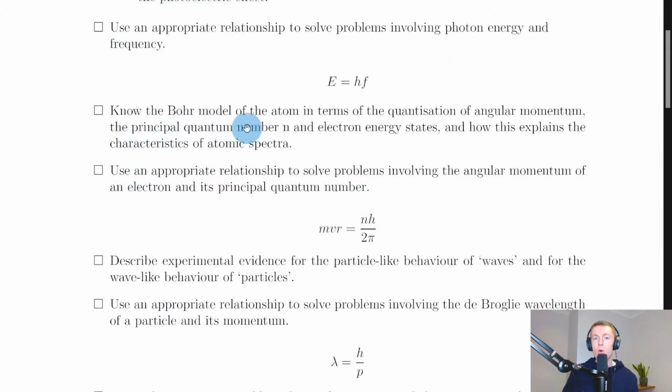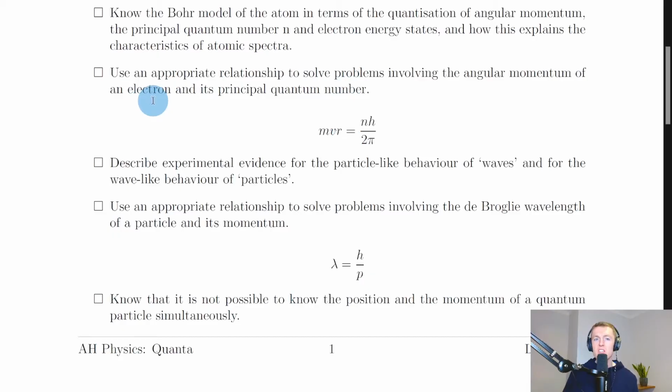Next, you need to know the Bohr model of the atom in terms of the quantization of angular momentum, the principal quantum number n, and electron energy states, and how this explains the characteristics of atomic spectra. So remember, it's electron transitions, i.e. electrons moving up an energy level or down an energy level in the Bohr model of the atom, which leads to the lines on a line emission spectrum. And remember, we saw that the angular momentum of electrons in atoms is quantized, which just means it's equal to a multiple of a fixed value.